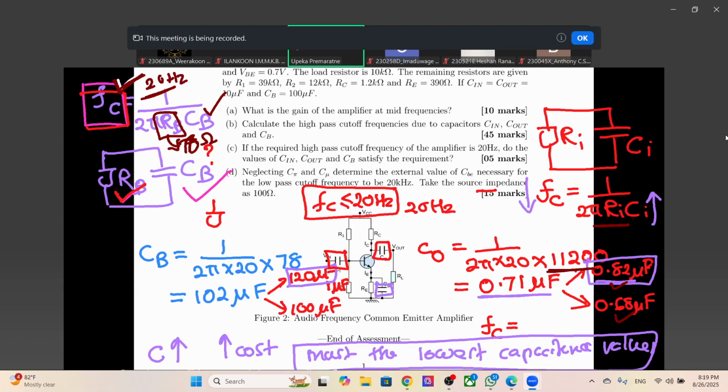Okay. So now the answers are CI is 1 microfarad, C out is 0.82 microfarads, and the bypass CB is 120 microfarads. Okay. So now we can try part D, right? So here, of course, there is a small mistake in the question.